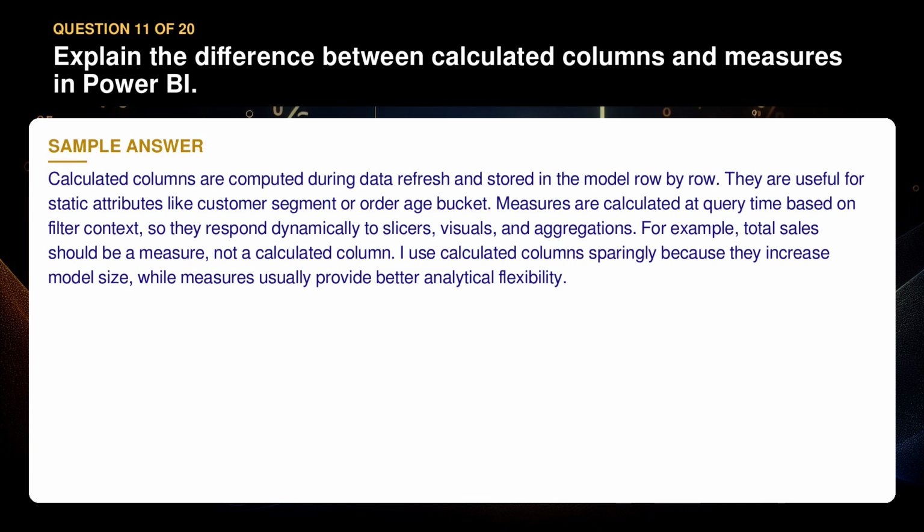Calculated columns are computed during data refresh and stored in the model row by row. They are useful for static attributes like customer segment or order age bucket. Measures are calculated at query time based on filter context, so they respond dynamically to slicers, visuals, and aggregations. For example, total sales should be a measure, not a calculated column. I use calculated columns sparingly because they increase model size, while measures usually provide better analytical flexibility.